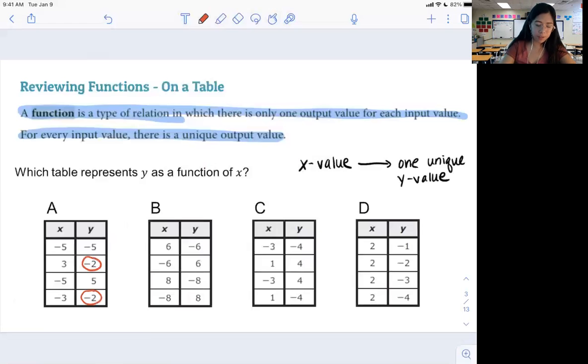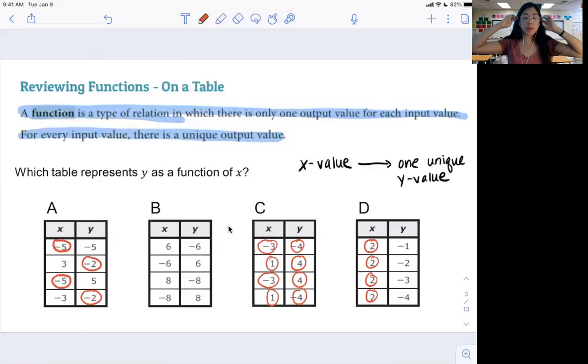Oh wait, hold on, I forgot to circle the -5 over here. There we go. Okay. How about here? Repetition. A lot of 4s, yeah. -3 repeat. Wow, we're repeating all over the place. That's a problem. How about D? All these 2s, yeah.